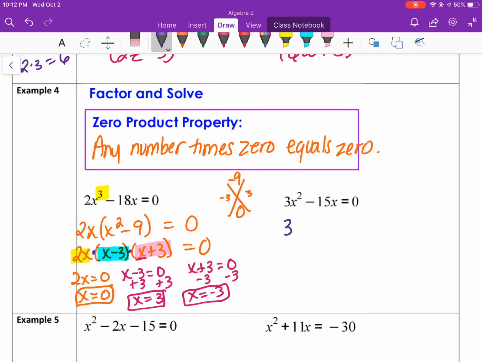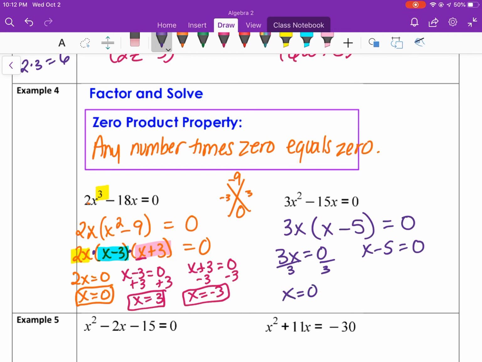You're going to take out a 3 and then take out an x, which leaves me with just an x in my first term, and then a -5 for my second term. So I could have 3x equals 0 or x minus 5 equals 0. If 3x equals 0, then that means that x equals 0 is an answer. If x minus 5 was 0, that means that x equals 5 would make that 0. So those are my 2 answers there. X equals 0 and x equals 5.